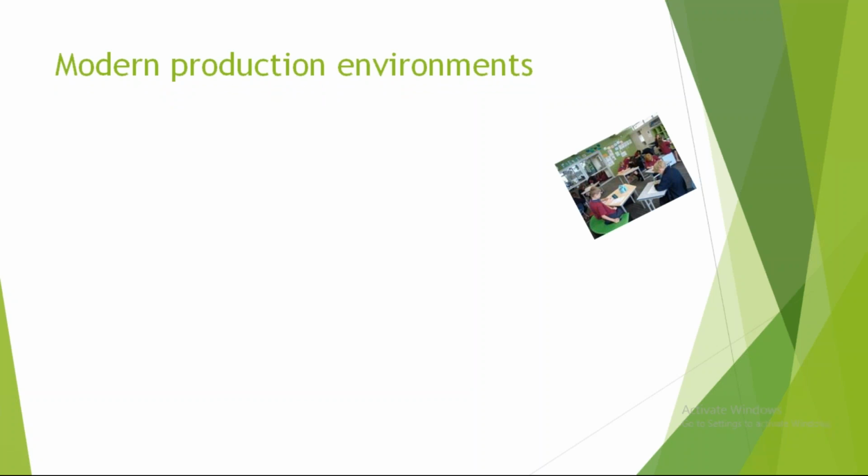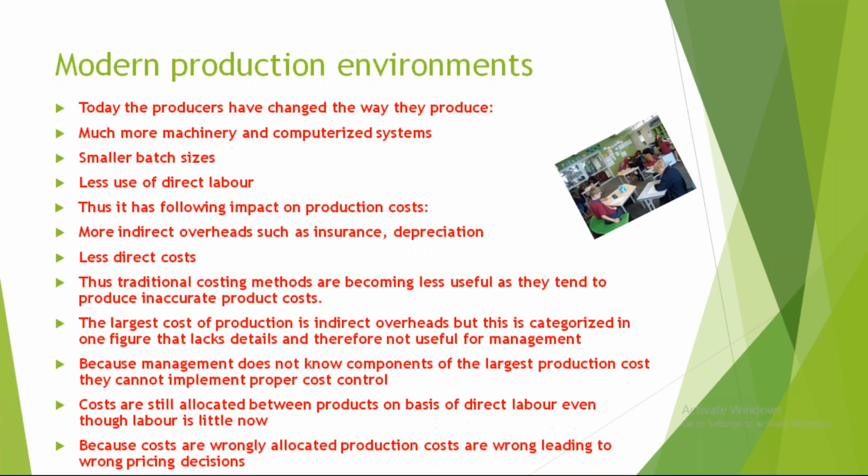So for you to understand this new change for activity-based costing, we must understand the new production environment. When I say new production environment, I mean today's manufacturing environment compared to maybe 30, 40, 50 years back. What are the changes that have happened? The changes that have happened is we have more machinery and more computerized systems compared to the manual labor we had a long time back.